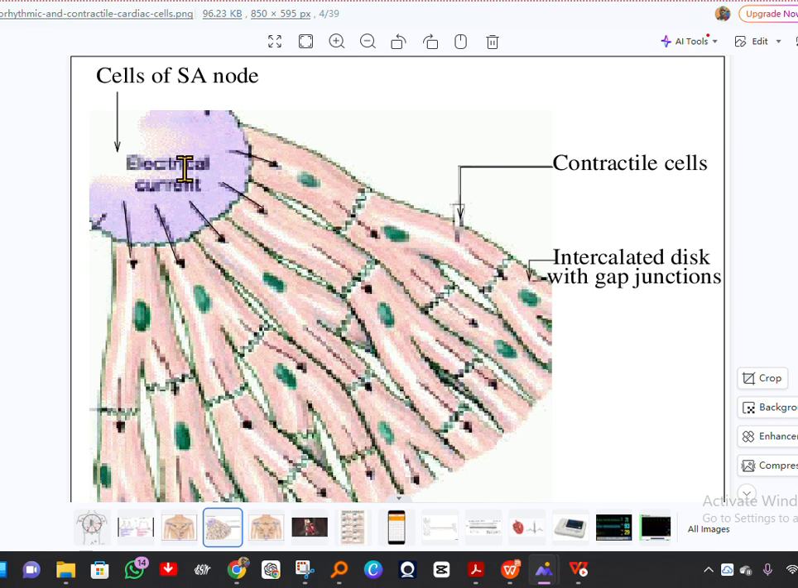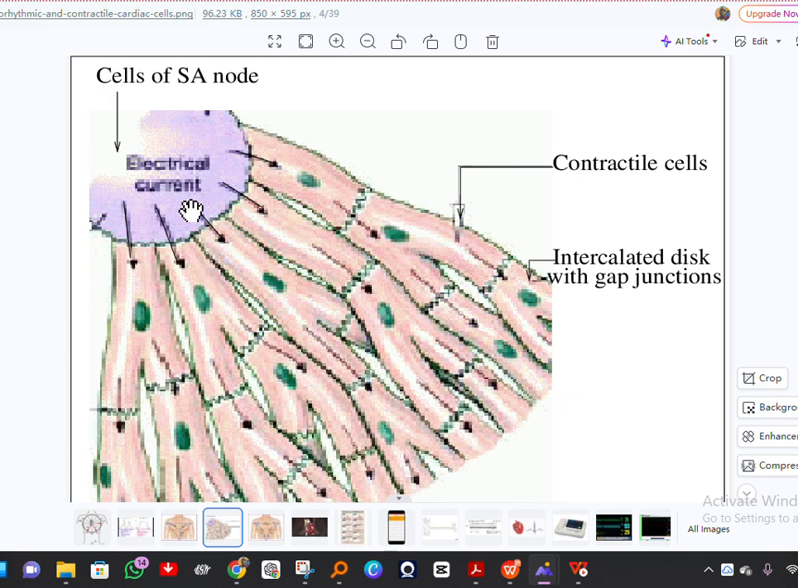If you look at this, this is our sinoatrial node. Impulses are going to spread from the sinoatrial node towards the cells. So we look at these as the contractile cells. These are the cells of the atria.